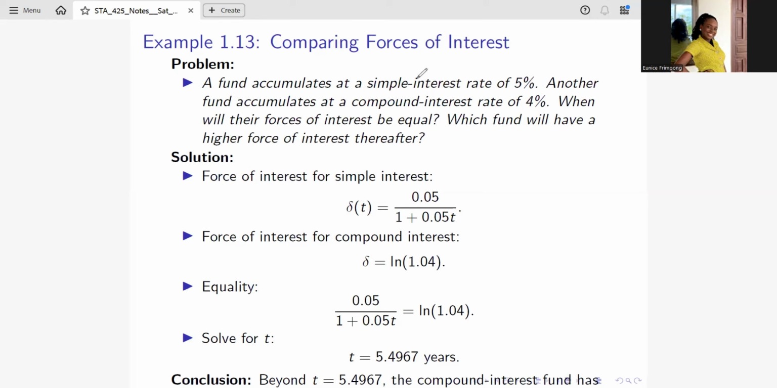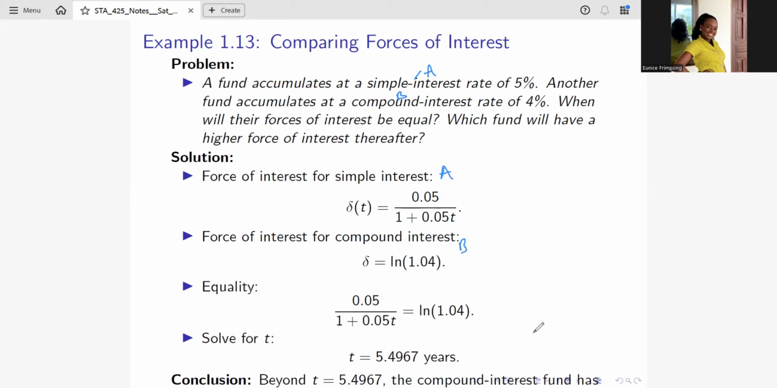So let the simple interest one be fund A and the compound interest one be fund B. So the force of interest for simple interest fund A is delta t equals r over 1 plus rt, which you've seen before. Now the force of interest for the compound interest is delta t equals ln 1 plus i, which is ln 1.04. So we want to know the value of t where these have the same force of interest. So let's equate their forces of interest. We'll take the force of interest for A, equate it to the force of interest for B, okay? Now you solve this algebraically.